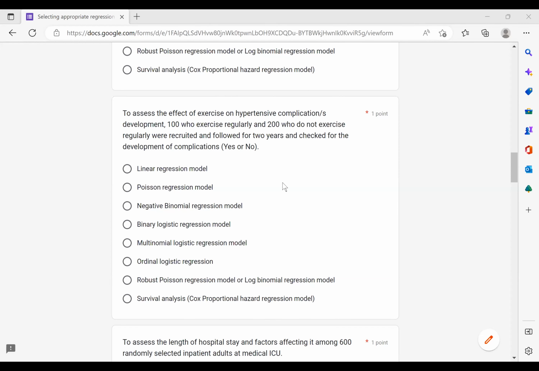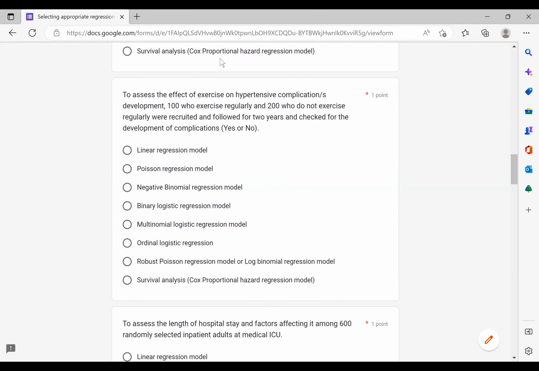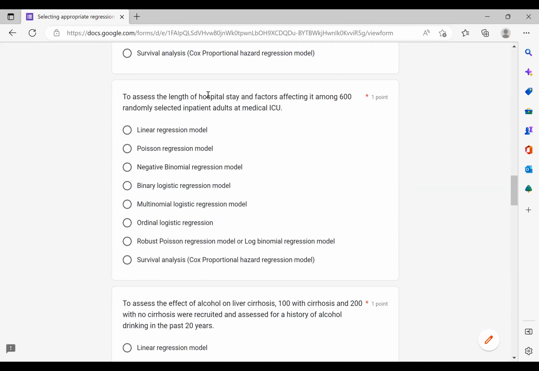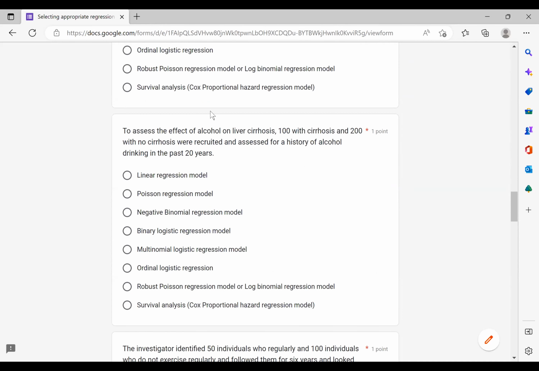So this is a prospective cohort, right? To assess the effect of exercise on hypertensive complication. It's something that I have actually put earlier. So you can pick Robbins Poisson or log binomial. This is assessing length of hospital stay in a cross-sectional study. So since it's measured in days as a discrete variable, Poisson is the right way.